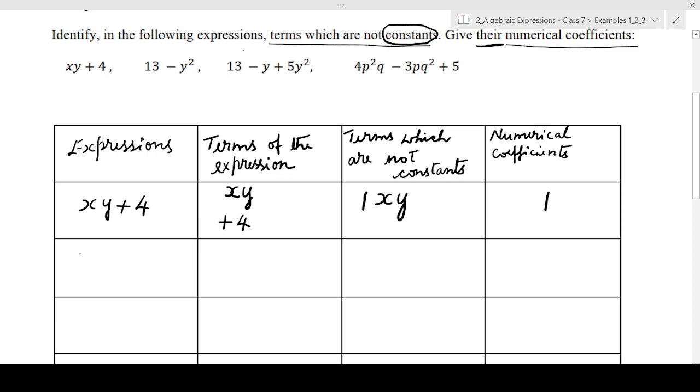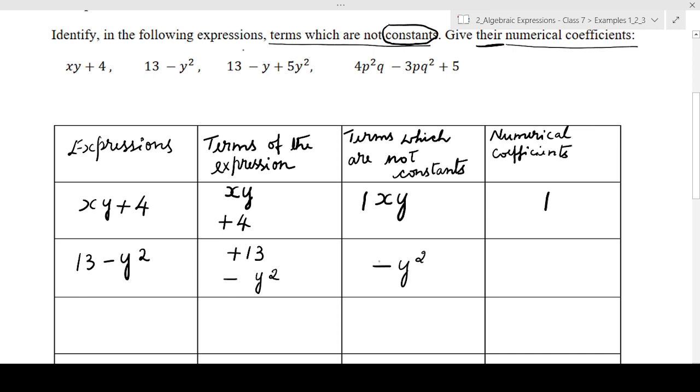Let us solve the second one. So the second expression that they've given is 13 minus y square. So again, this is a two-term expression. The first term of the expression is plus 13 and the second term of this expression is minus y square. Now they've asked us to find out the terms which are not constant. Plus 13 is constant because it is a number. 13 is equal to 13. Okay? So which is the term which is not a constant? Minus y square is not a constant.